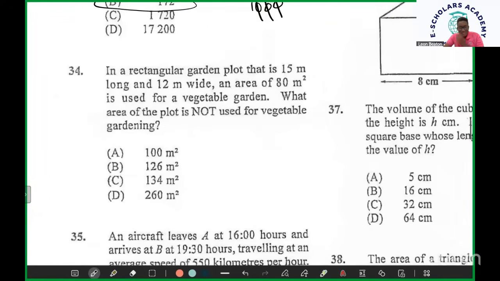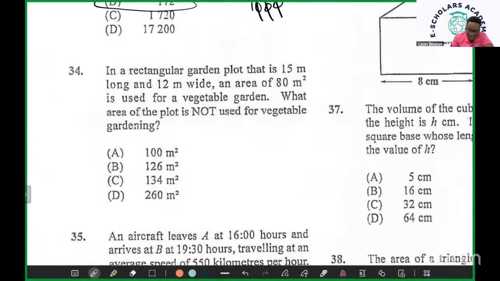So this measurement thing is normally easier. So let's go. In a rectangular garden plot, 15 meters long and 12 meters wide, an area of 80 meters square is used for a vegetable garden. What area of the plot is not used for vegetable garden?